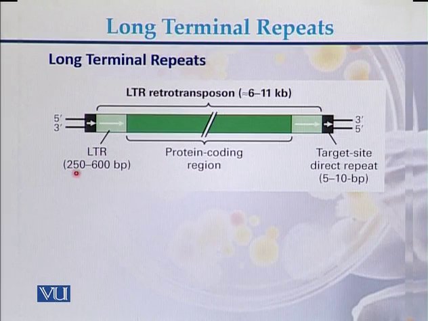LTR can be between 250 base pair up to 600 base pair. On this side we can also see that there is an LTR, and there are target site direct repeat sequences of 5 to 10 base pair. The size of a typical LTR retrotransposon can be between 6 up to 11 kb.